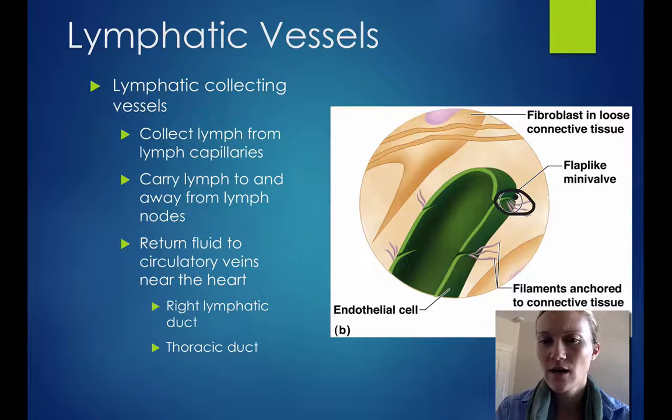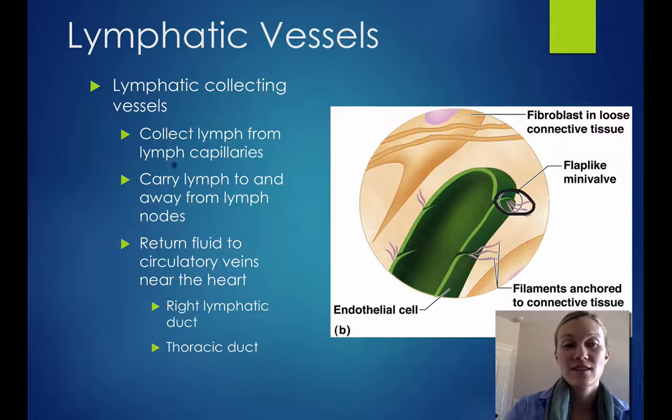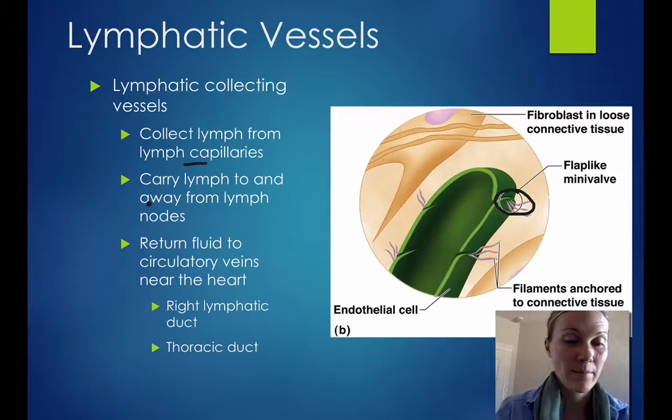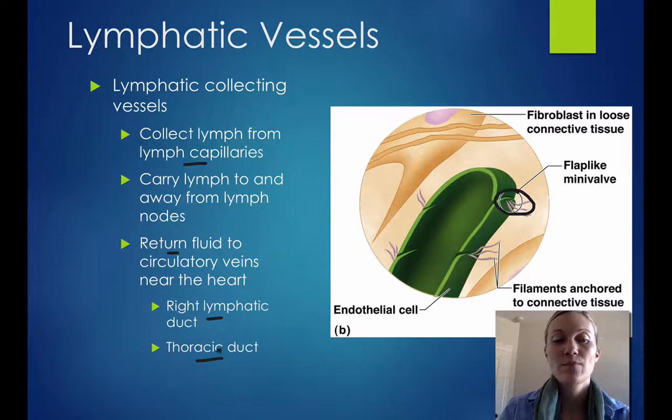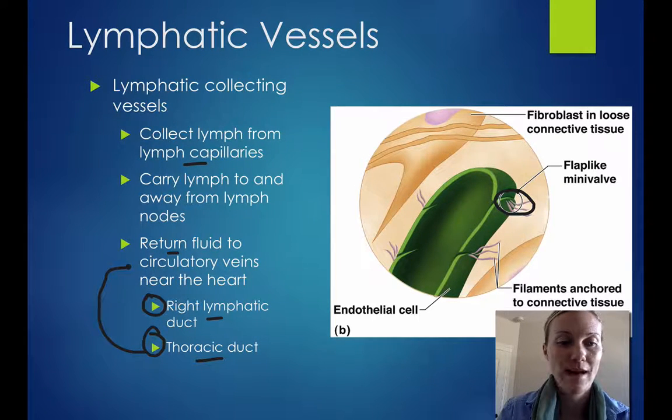Basically, it's an opening, but there's something there so it can't actually come back out. Okay, so the lymphatic collecting vessels collect lymph from lymph capillaries. They carry lymph to and away from the lymph nodes, and return fluid to the circulatory veins near the heart. Then you have a right lymphatic duct and a thoracic duct. That's where you're going to return fluid; those are the major hubs where they return fluid back into the heart.